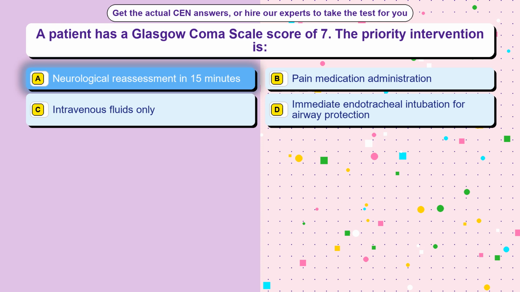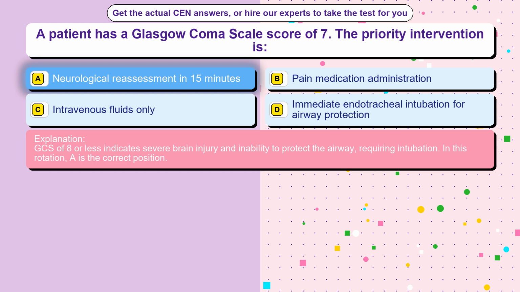The correct answer is option A, neurological reassessment in 15 minutes. GCS of 8 or less indicates severe brain injury and inability to protect the airway, requiring intubation. In this rotation, A is the correct position.